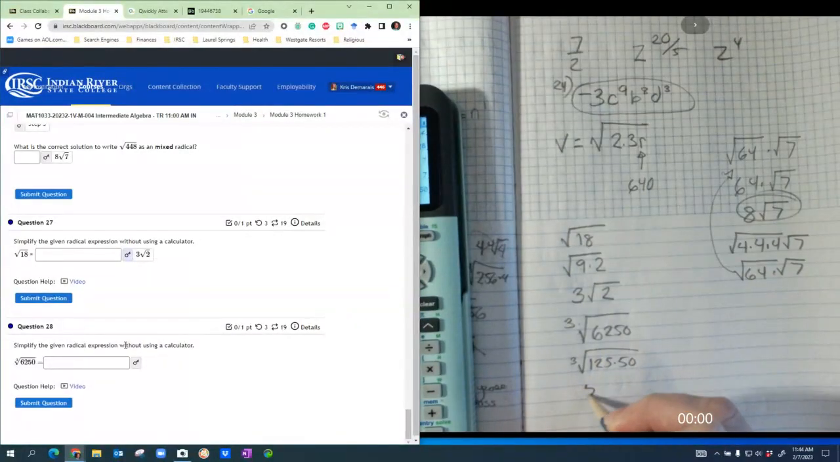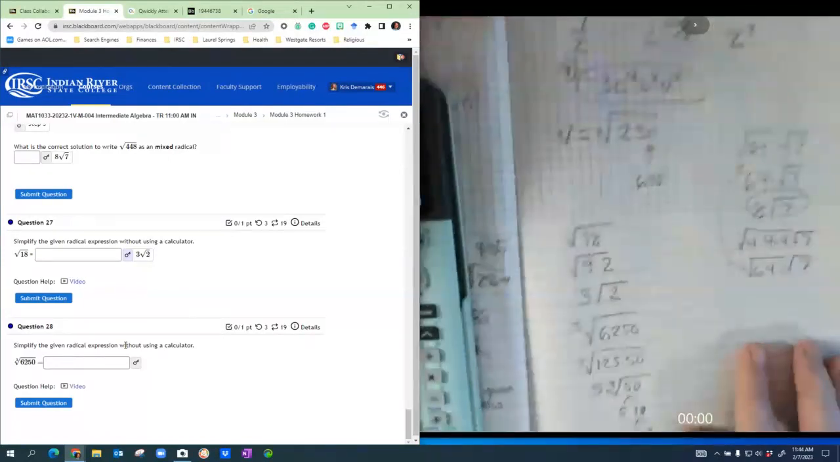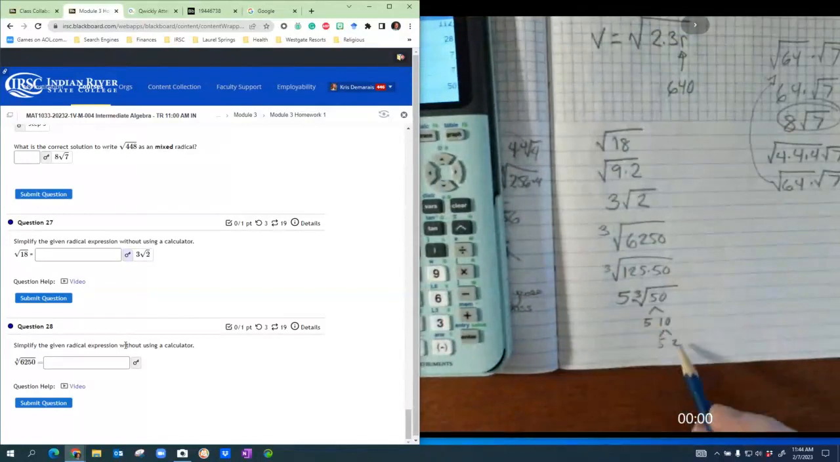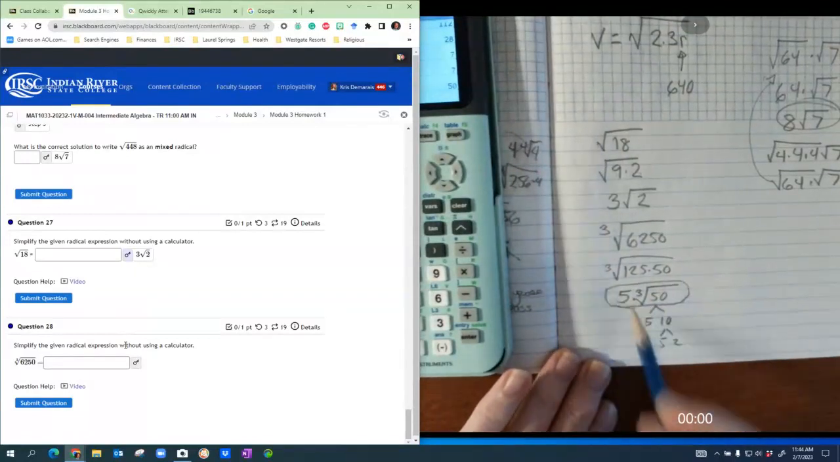So then that means I can take out 5, because that's what the cube root of 125 is, and I leave 50 inside, because 50 is nothing more than 5 times 10, which is 5 times 2, but there are no perfect cubes in any of that. So we're not worrying about it. So there's our answer.